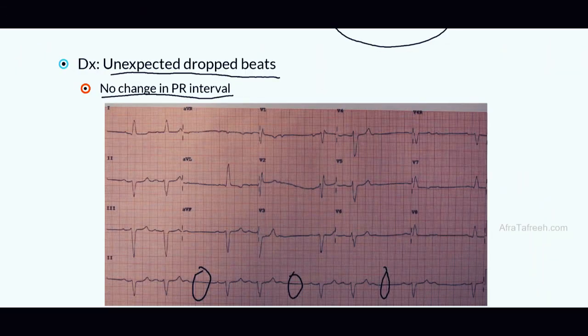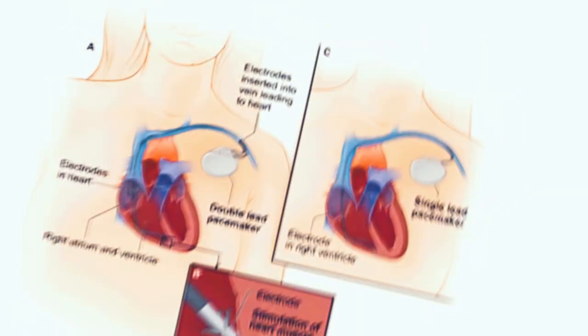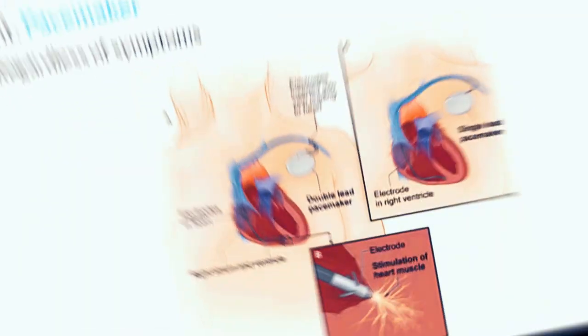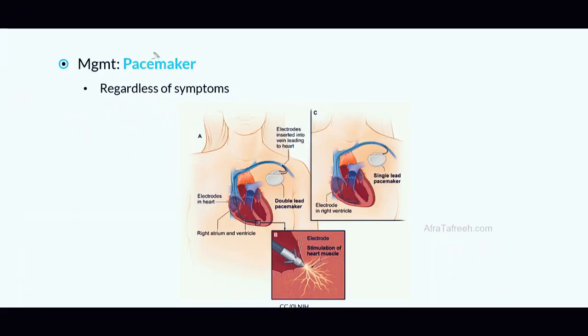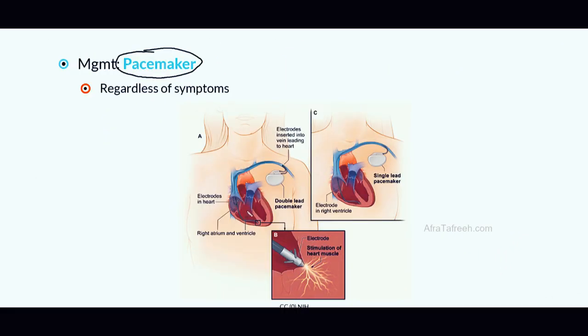And as one might expect, with these unexpected dropped beats, Mobitz type 2 tends to be more commonly symptomatic and has a greater risk of progression to complete heart block than Mobitz type 1. Because of this risk of progression to complete heart block, when we have a patient with Mobitz type 2, it does not matter whether the patient is symptomatic or asymptomatic, as a pacemaker is going to be indicated regardless. This can be achieved via a double lead pacemaker, as pictured here, with leads in both the right atrium and the right ventricle, or we can use a single lead pacemaker with a single lead present in the right ventricle.